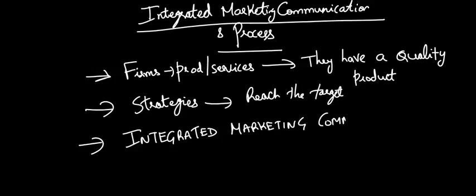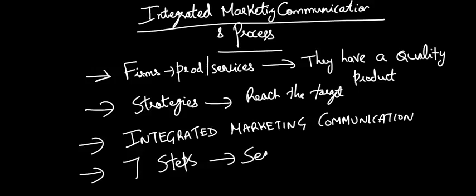This communication process has basically seven different steps, which are sequential in determining the target audience and also the communication required for each target audience to have the product or service bought by them. Let us now see these 7 different steps in a block diagram.